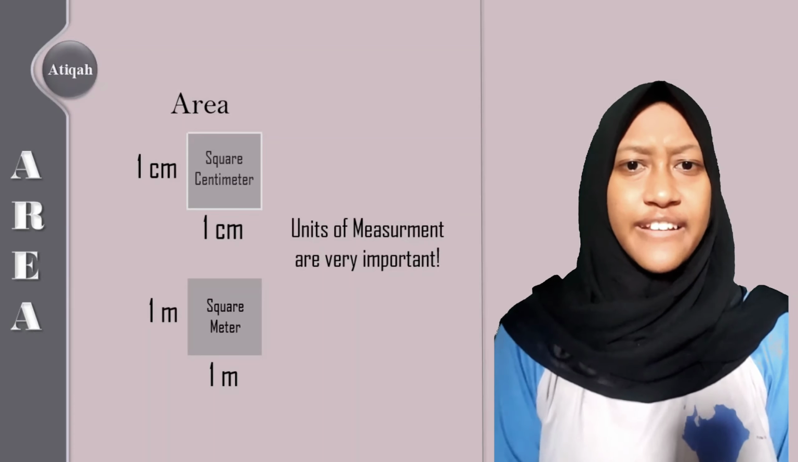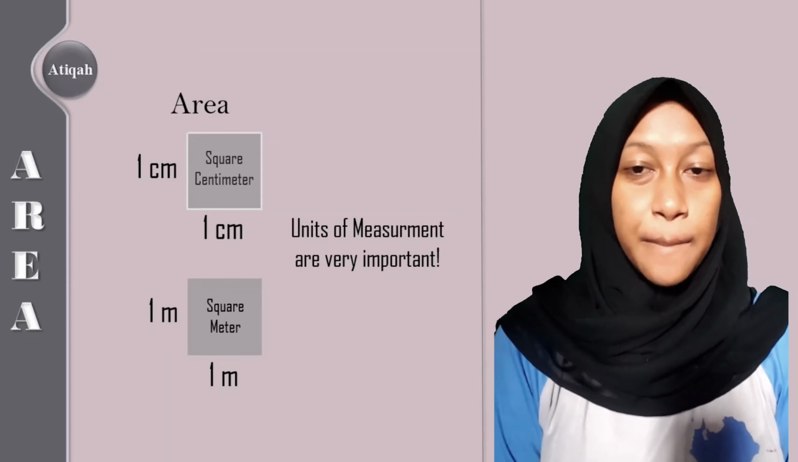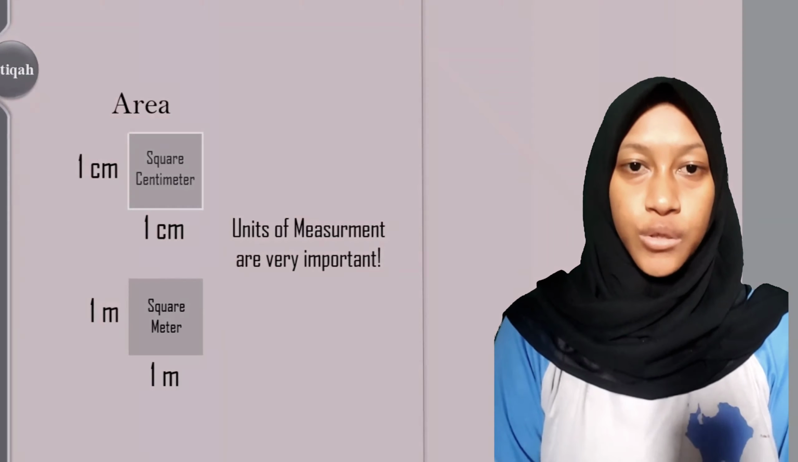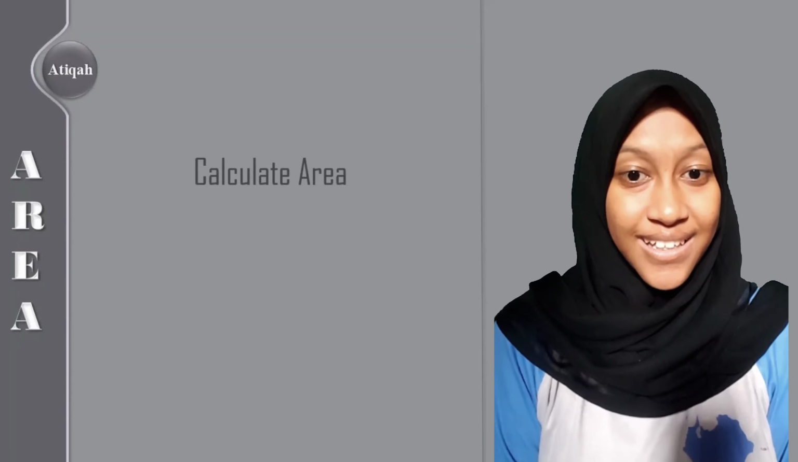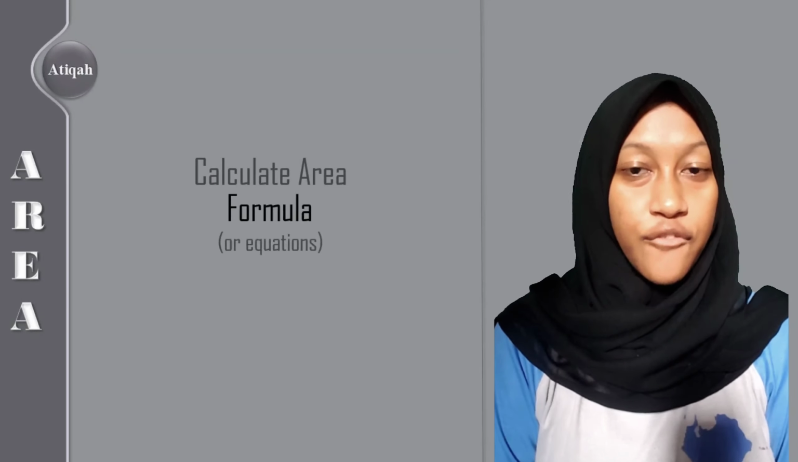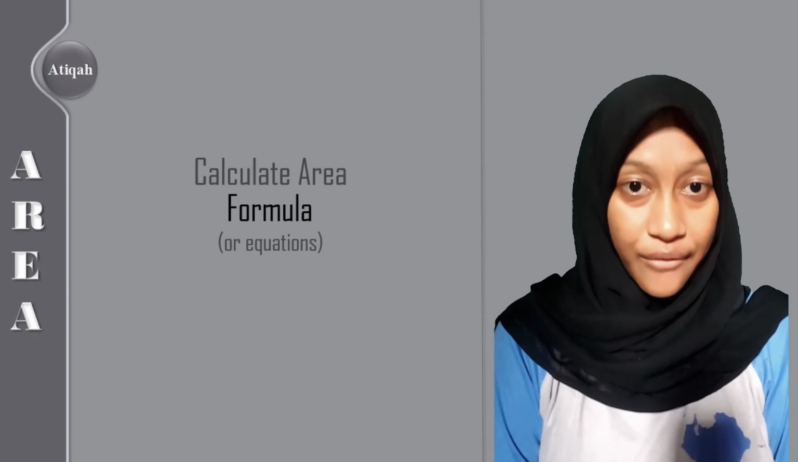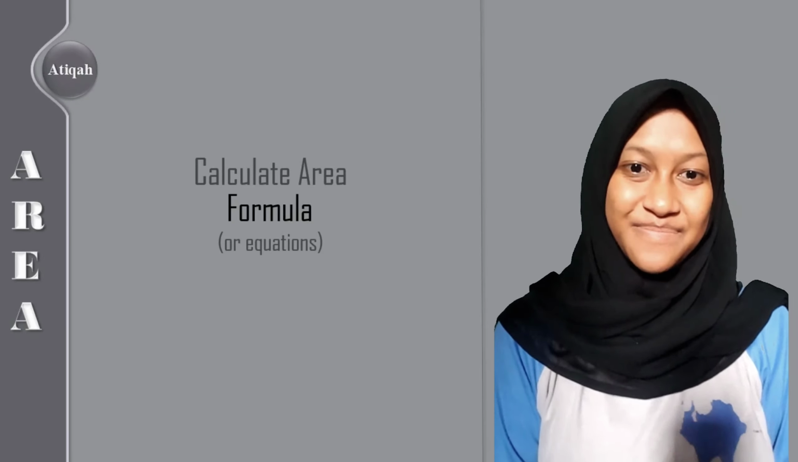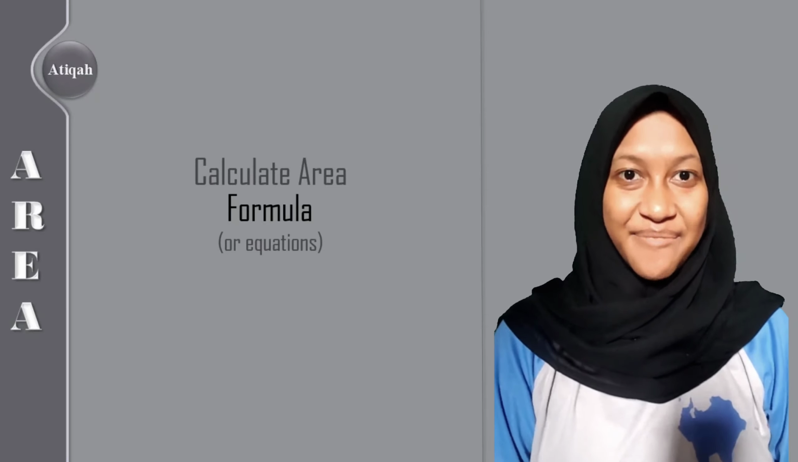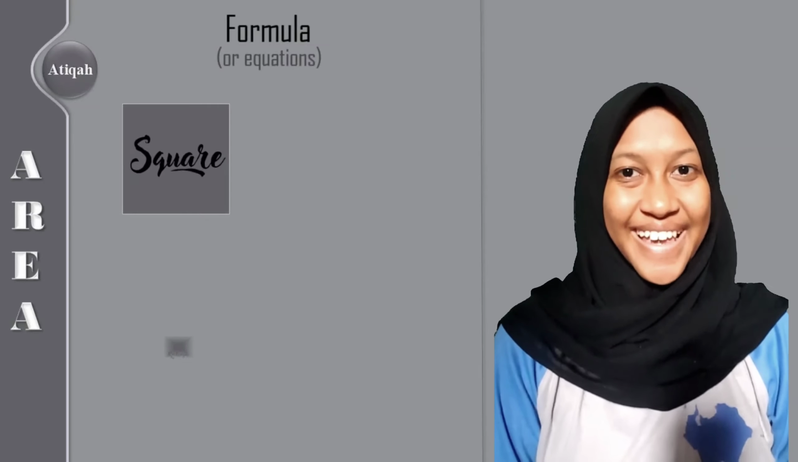Alright, so that gives you a good idea of what area is. But how do we calculate area mathematically? Well, there's some special math formula or equation that we can use to find the area of different shapes. This time, we're going to learn the formula for a square and a rectangle.